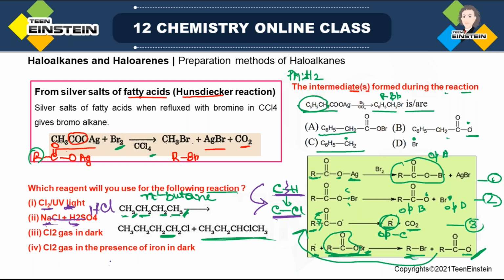Then options 3 and 4, in both cases it is dark condition. Dark condition means absence of light. But the presence of light is necessary, because we have to provide energy to break this CH bond. It is an energy requiring process, so dark condition cannot be taken. The difference between 3 and 4 is that here you have simply chlorine in dark, and the last one is chlorine in presence of iron in dark. But whether iron is present or not is not important. The important thing is that in both cases dark is mentioned, which is not possible. So the correct option will be the first option, chlorine in presence of UV light.